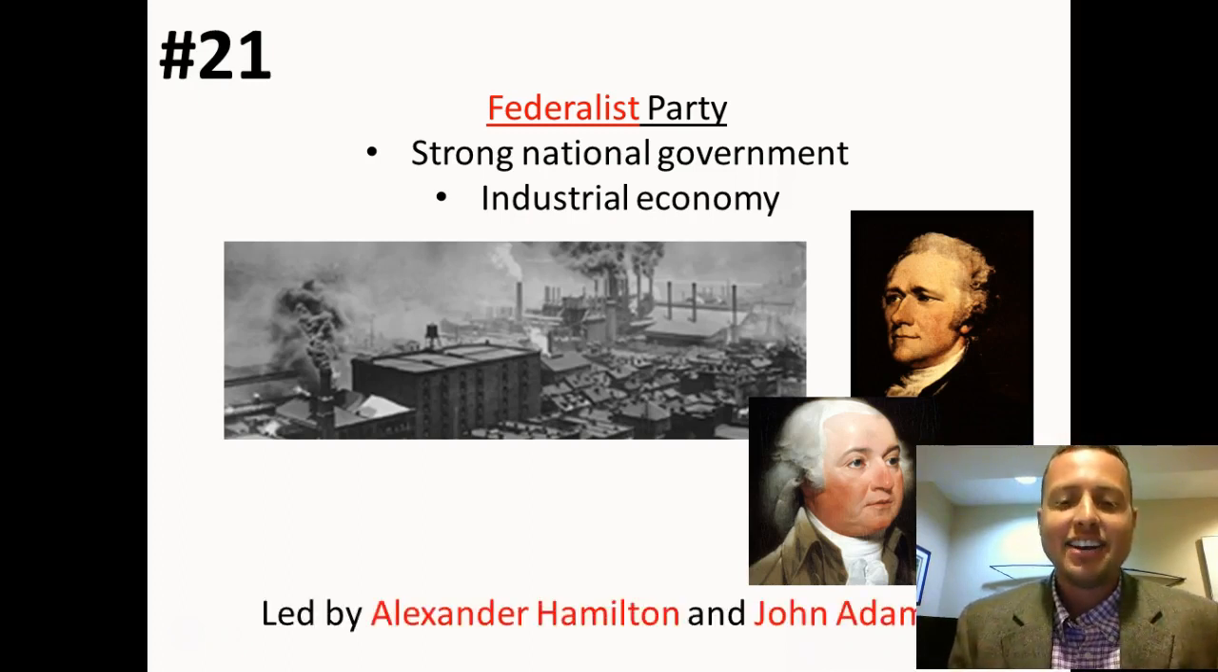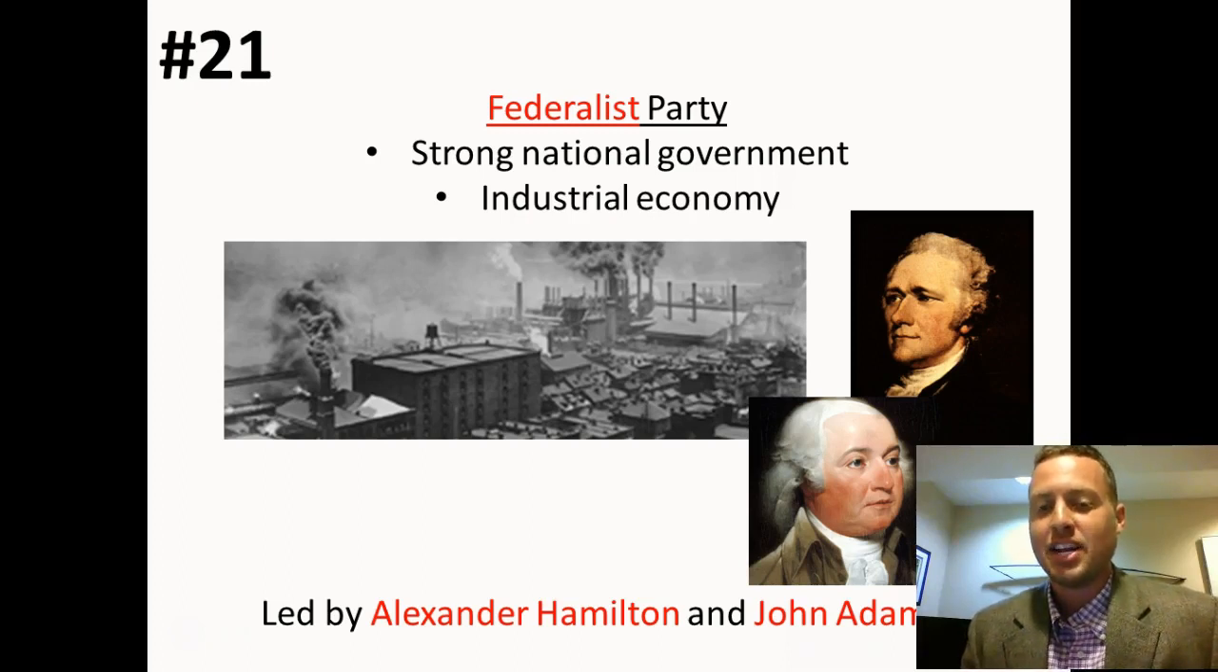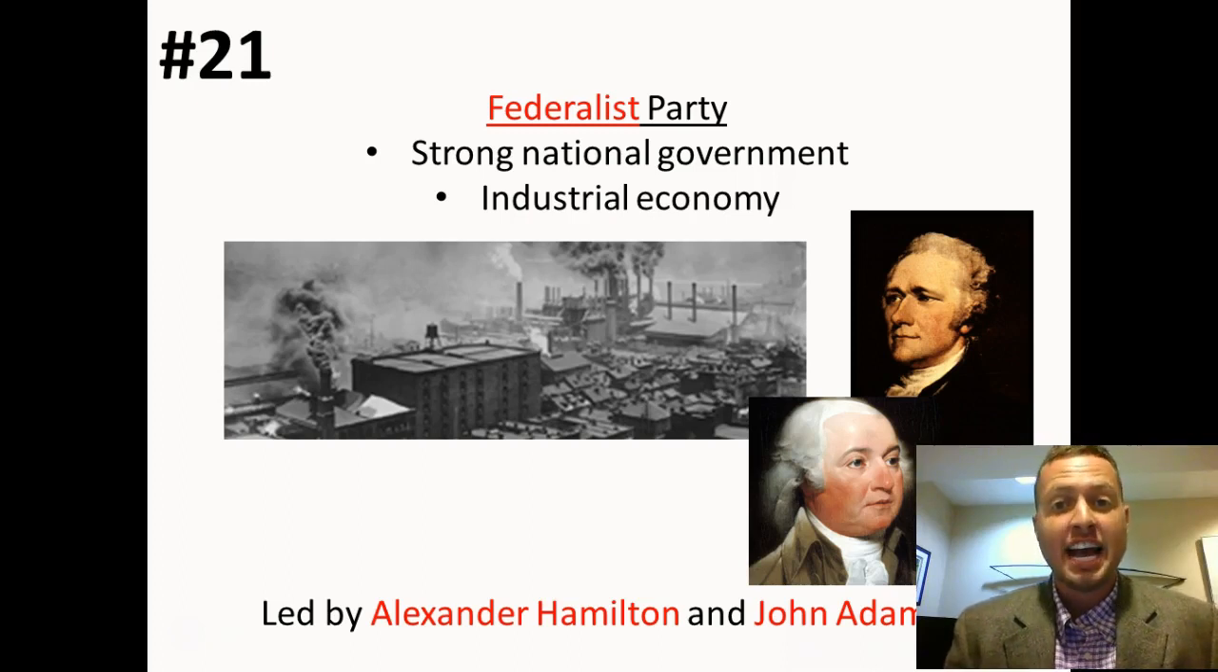They had leaders. They were led by the guy who wanted the Bank of the United States, that's Alexander Hamilton. And then they would be led by the second president of the United States, John Adams. The first president of the United States is George Washington. He was a Federalist.